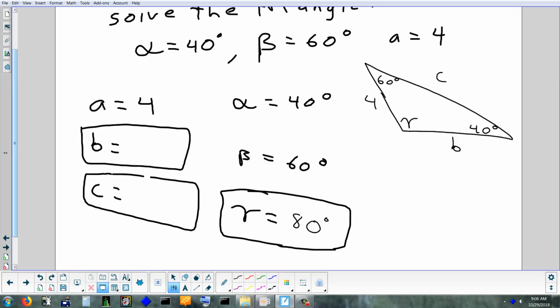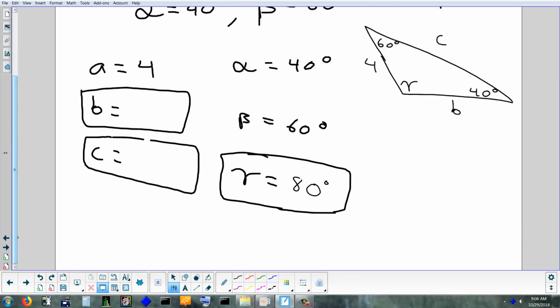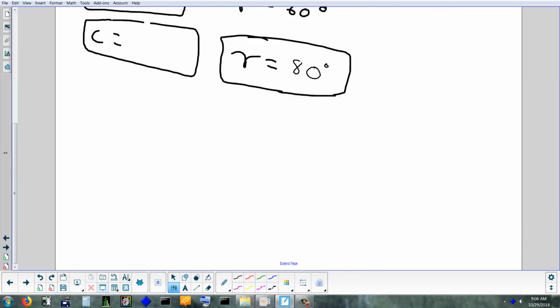Kind of think of each row as its own separate thing. Gamma is going to affect how you get C. Beta is going to affect how you get B. So just be careful that you get gamma right. At this point, there's no order you have to follow for this problem. You can find B or you can find C. Let's do B first. So I'm going to find B.